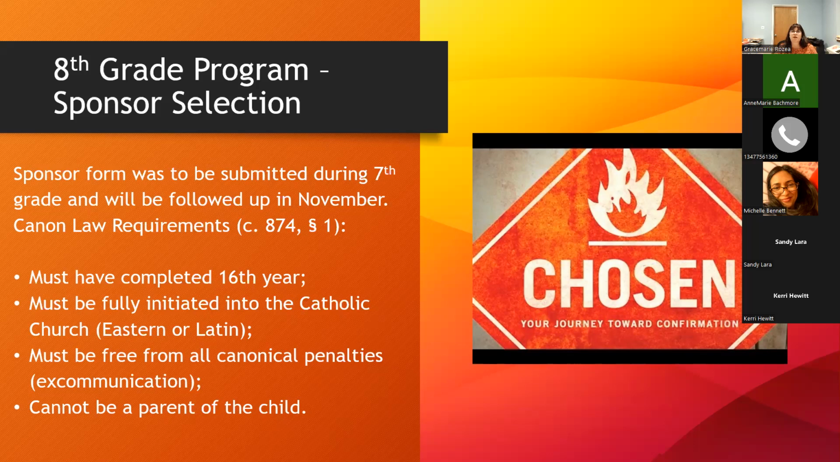If they do have a sponsor that is not quite 16 years old at the time of confirmation, we will arrange a meeting between one of the priests, the sponsor, and the candidate, just to be sure that they understand what they are agreeing to do.